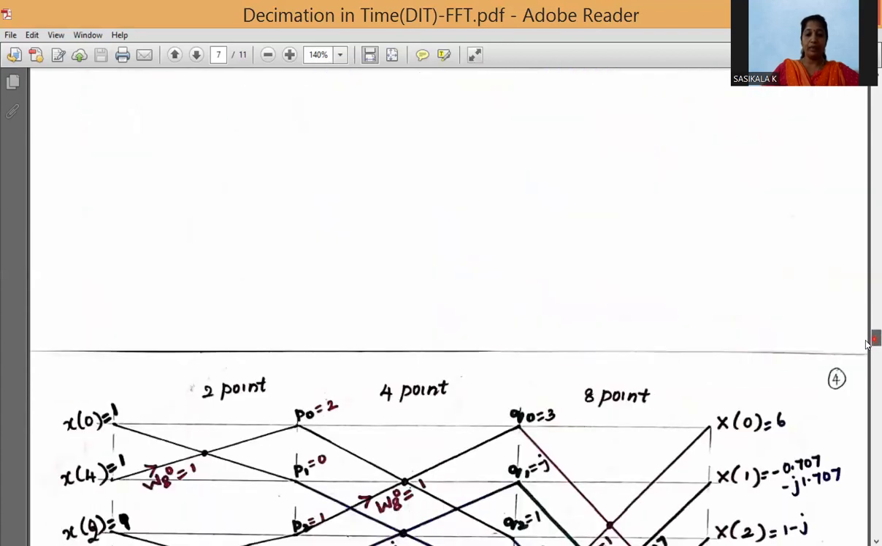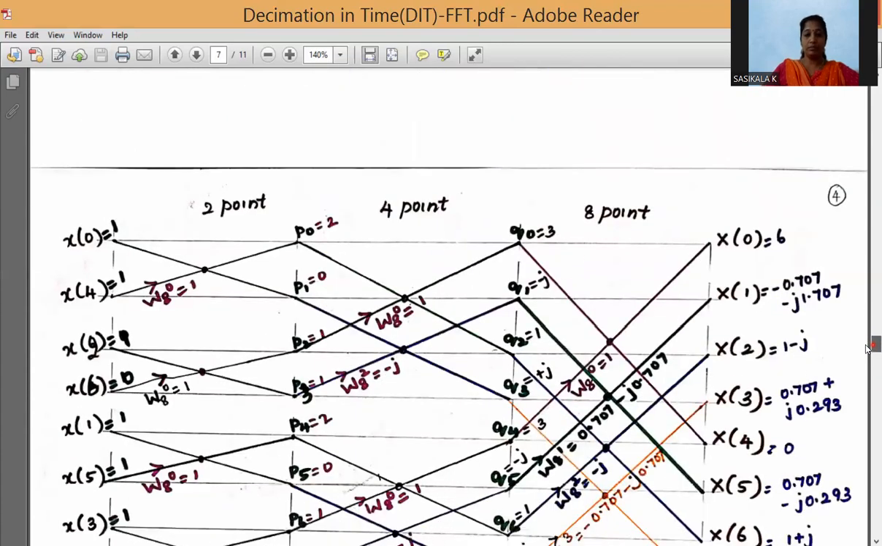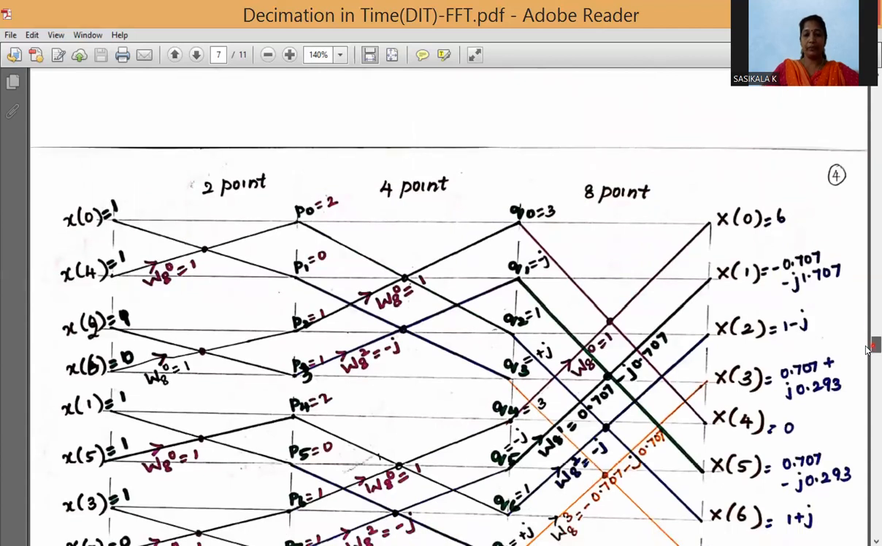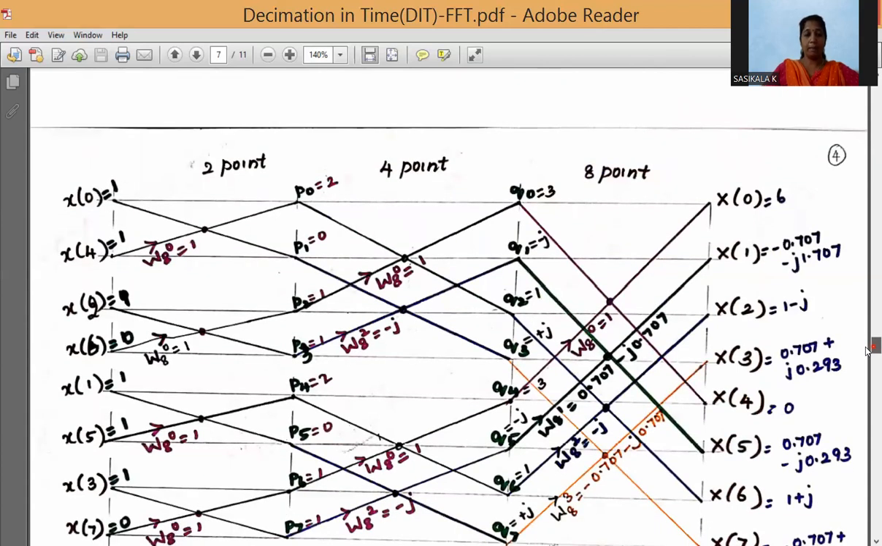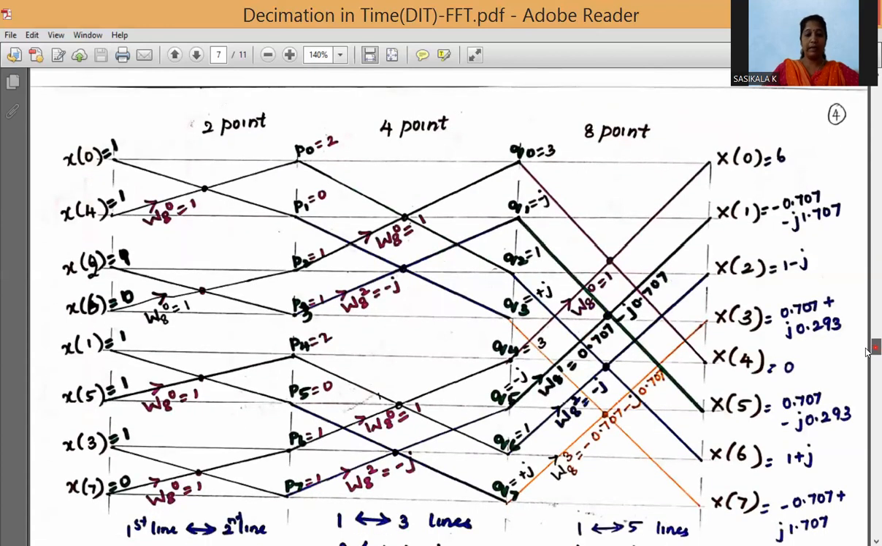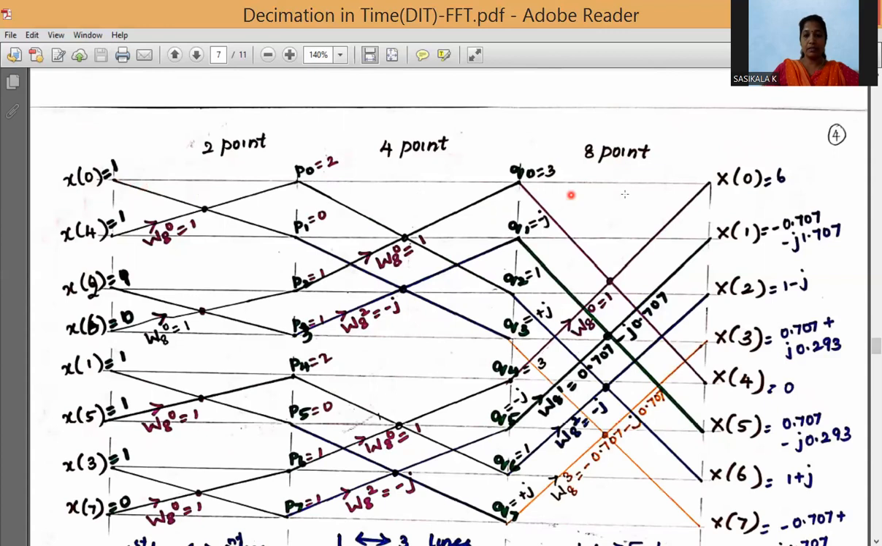So how to draw the butterfly diagram. For that, you have to draw 8 lines. So this is the first line. Draw the first line, second line, third line. So this is your first line, second line, third line, fourth line. So draw the horizontal lines. Okay, first draw the horizontal lines.